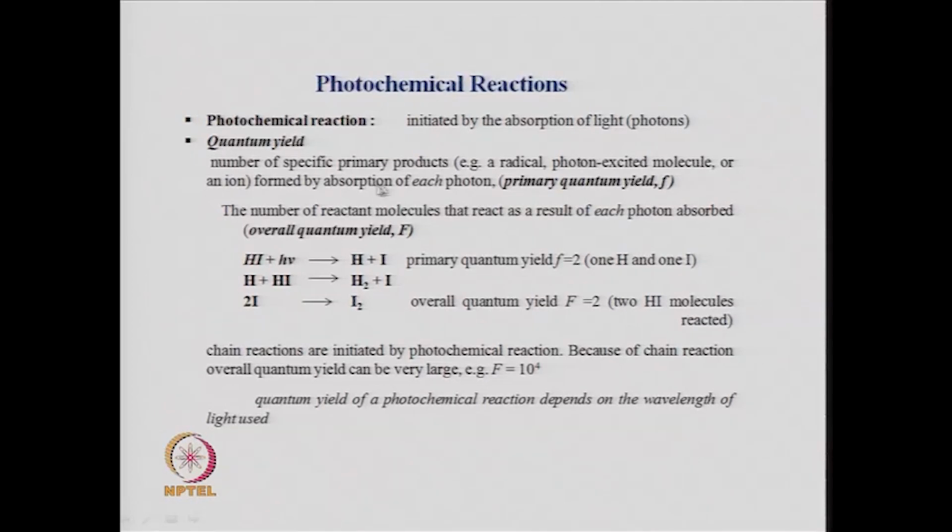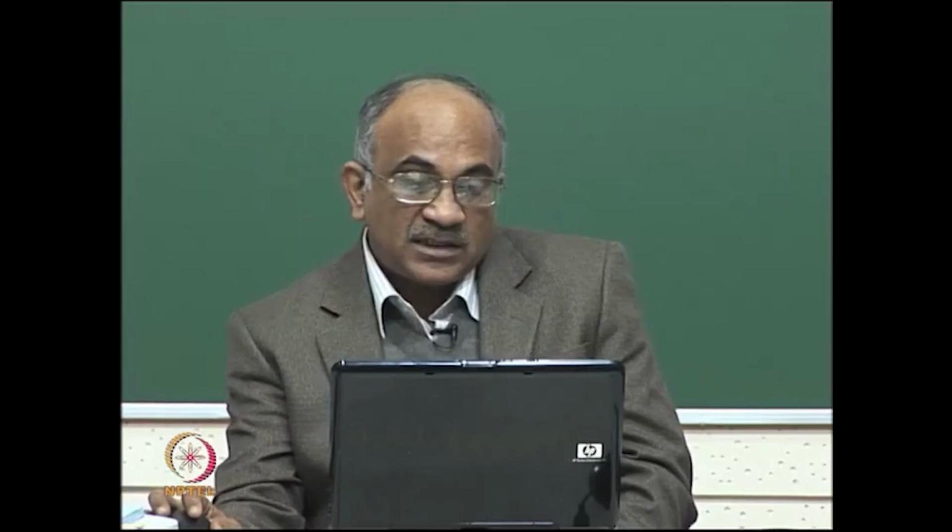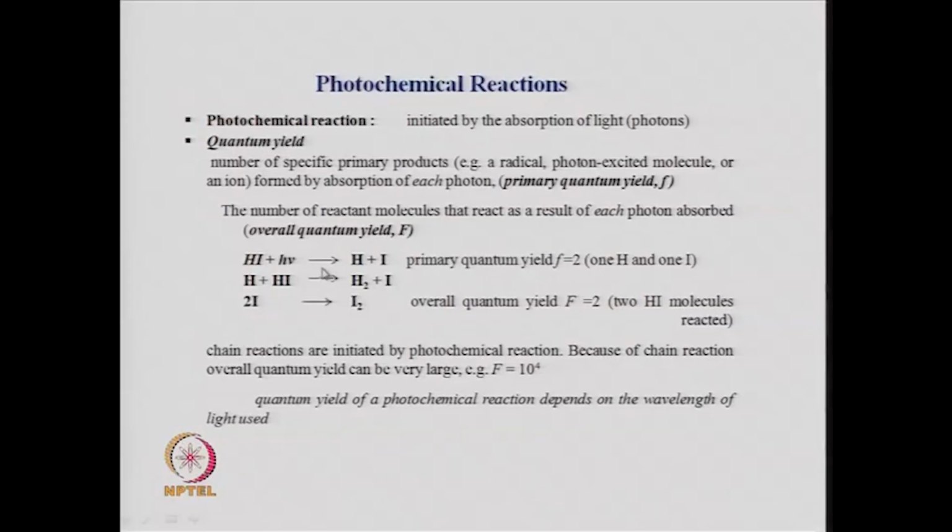One is the number of primary products, that is, how many radicals, or how many photo excited molecules, or how many photo excited ions are formed from the absorption of one photon, which is given by the primary quantum yield. However, the number of reactant molecules that will react as a result of one photon is called the overall quantum yield, or capital F.